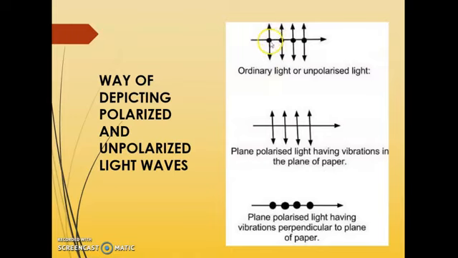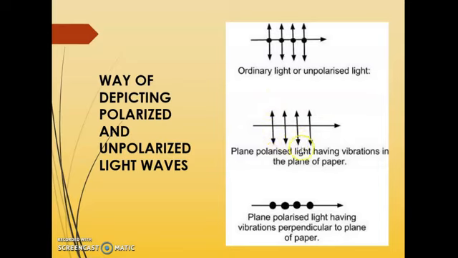Okay, this big dot actually represents the vibration perpendicular to this screen. Do you understand? If you just move this arrow towards yourself, that is the arrow which is perpendicular to the screen. Now this is plane polarized light having vibrations in the plane of the paper, or rather the plane of the screen I'm talking about. So the vibrations are restricted only to the plane of the paper or the screen.